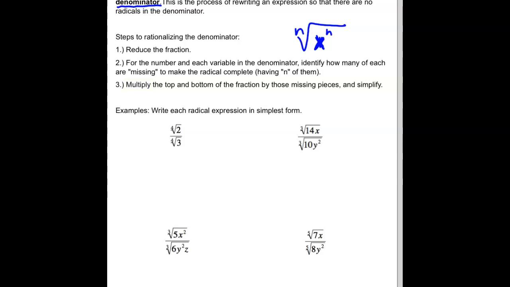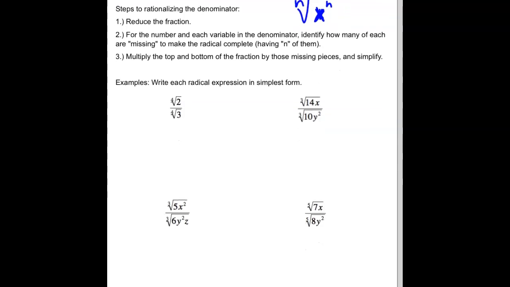We're going to multiply the top and bottom of the fraction by whatever missing pieces we need to make these complete groups. All right? So the idea is we don't want any leftover pieces in the denominator.